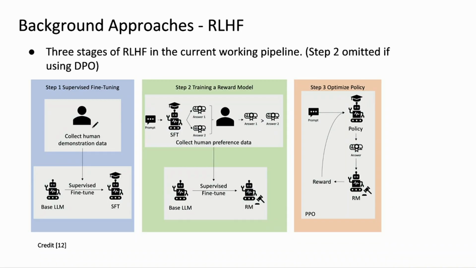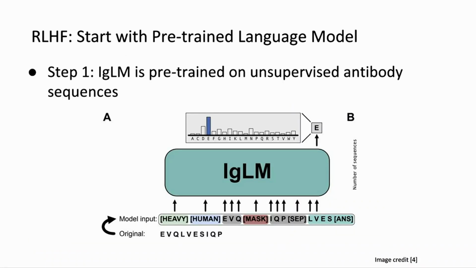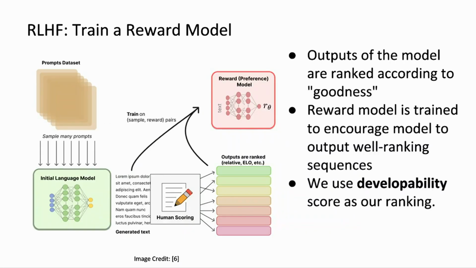And secondly, we will train a reward model. So basically, we will have humans ranking the answers of the language model and train a reward model which can score the responses given by a language model. And finally, we will use reinforcement learning strategies for fine-tuning. And in our case, in step 1, we actually have IgLM. Since IgLM is already pre-trained on the unsupervised antibody sequences, it can serve as the fine-tuning model in stage 1. And then we need to consider training a reward model.